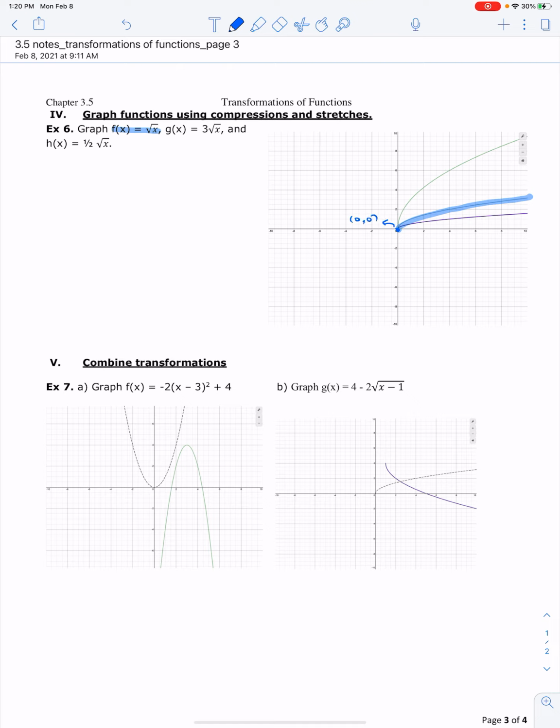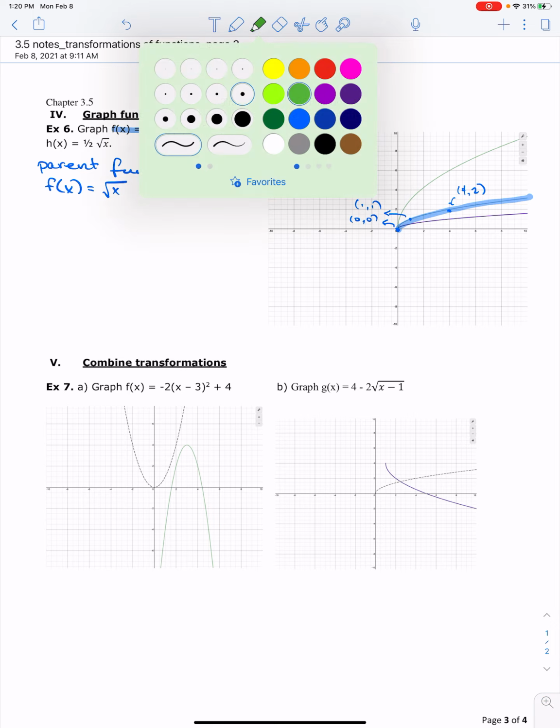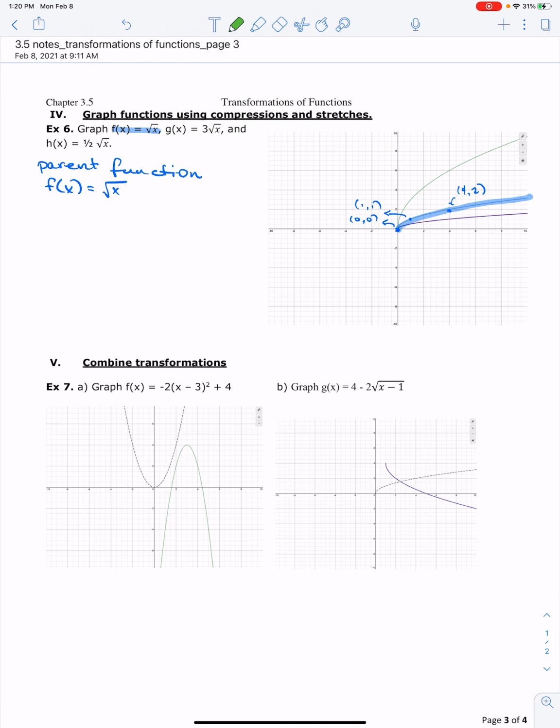Let's see what we got here. We've got 4, 2. And so then again, there is our parent function. No manipulation to our x, just the function itself, the square root. Okay. Next, we're going to look at what happens when we take our output values and multiply everything by 3.